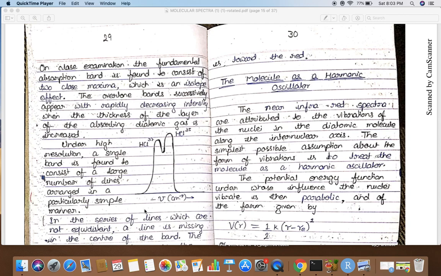Now, once we say that these atoms are vibrating at their respective places, we can assume, in a robust approach, that this molecule behaves like a harmonic oscillator. That means two masses are attached with a spring. With that analogy, we could say that it behaves like a harmonic oscillator.